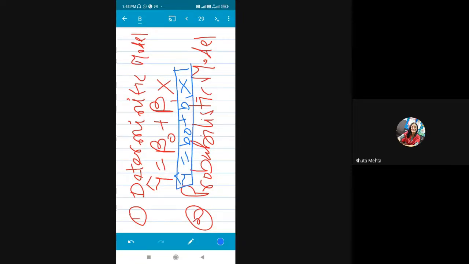You can write it the way I have written it, that this is for population and this is for samples. I'm talking about which model, guys? Regression, the deterministic model. In the deterministic model, there is no chance for what? Errors.